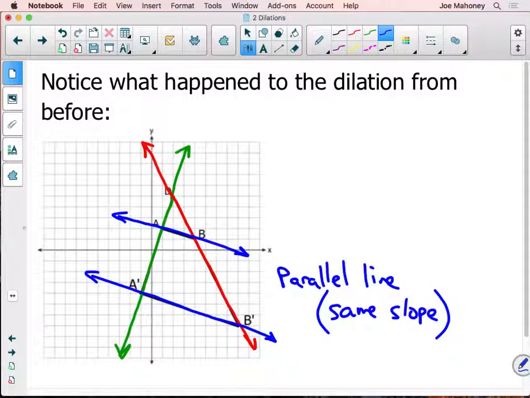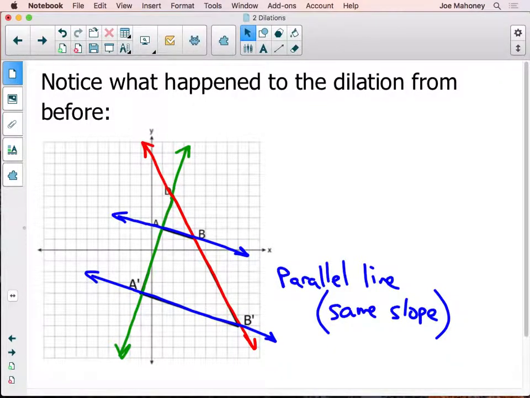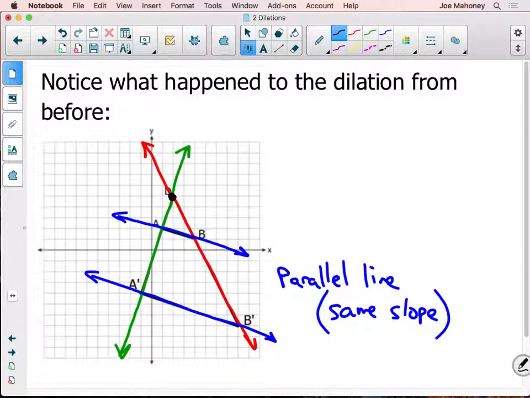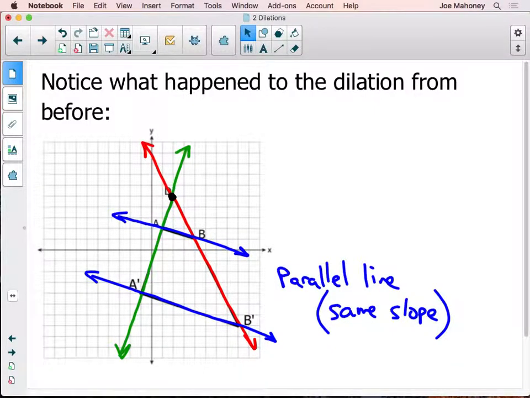When you do a dilation, you want to take a look at that center point. Because if the center point is on the line, notice my center point, my point D, was on my green line. So when I dilated segment AD, it stayed on the line. The line that included AD didn't change. And the same with the red line. When you dilate a point and the center of dilation is on the line, the point just moves further down the line. So the green line and the red line remain unchanged.